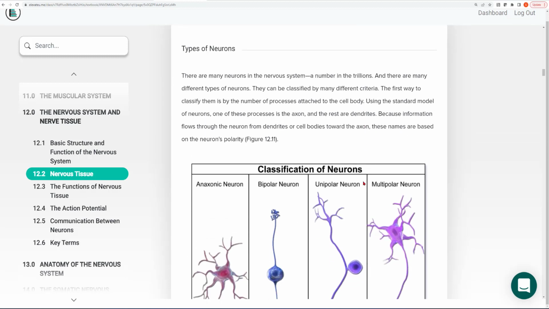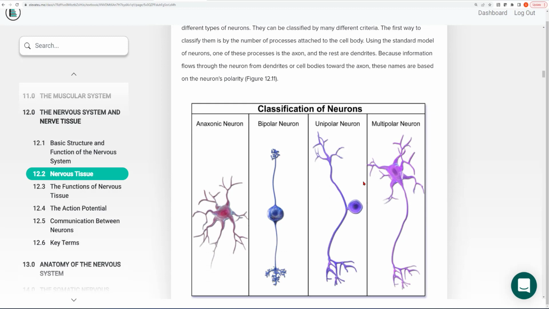Neurons come in a number of different shapes and sizes. Let's go through one way of describing neurons. Number one, the most common type of neuron in the body are multipolar neurons. What this word means is a multipolar neuron is one that has many dendrites. So far, every drawing that we've seen of a neuron has been a multipolar neuron. Multiple dendrites, one axon.